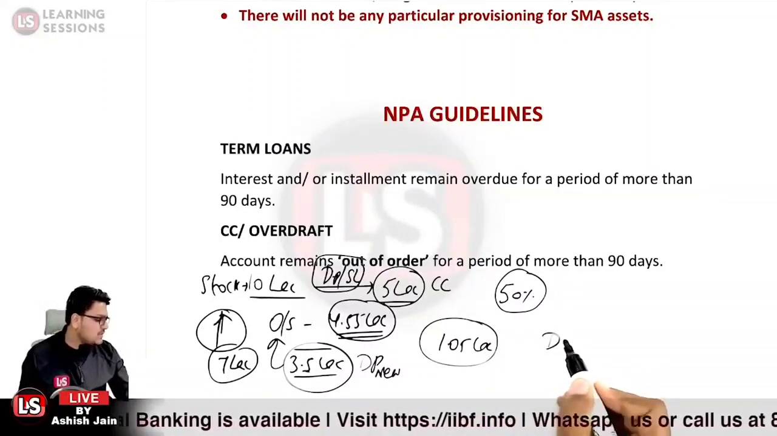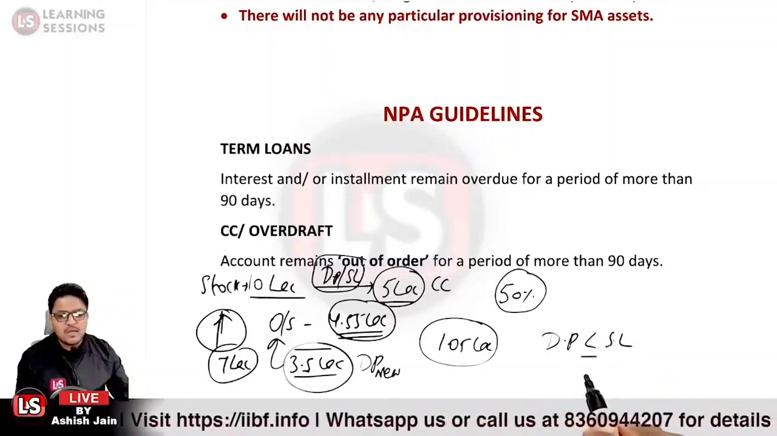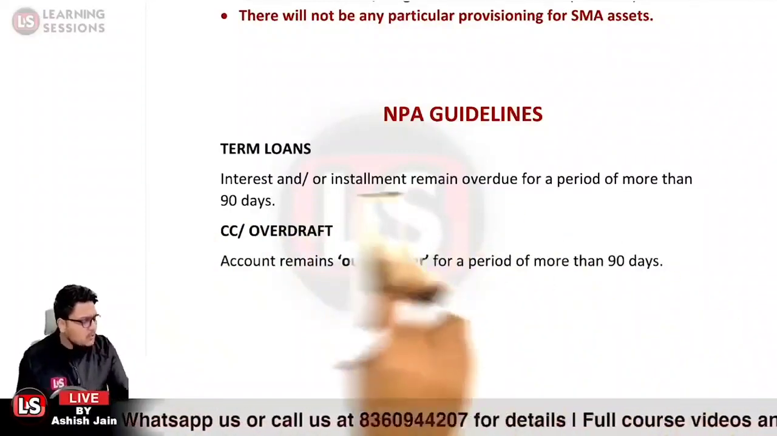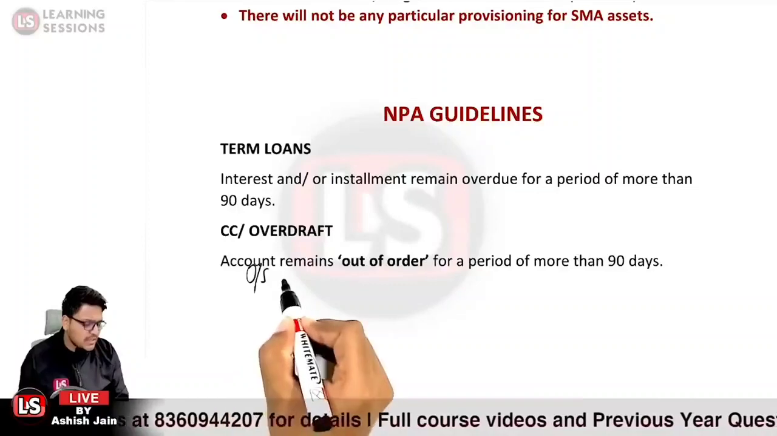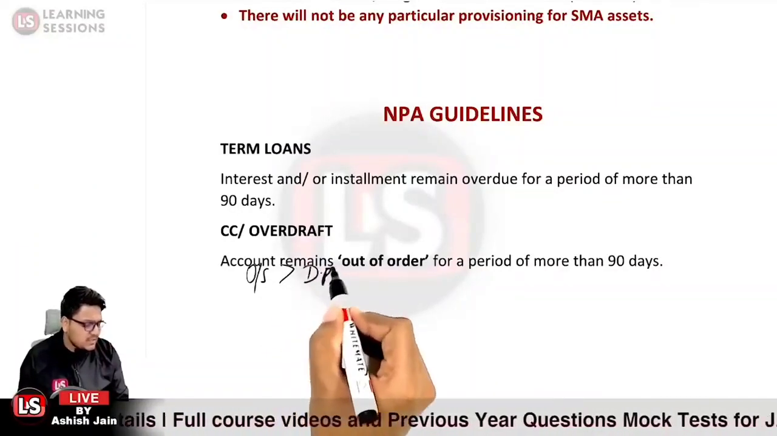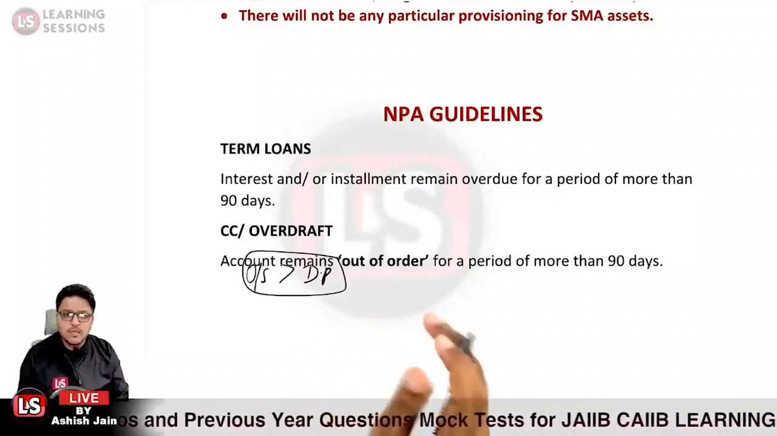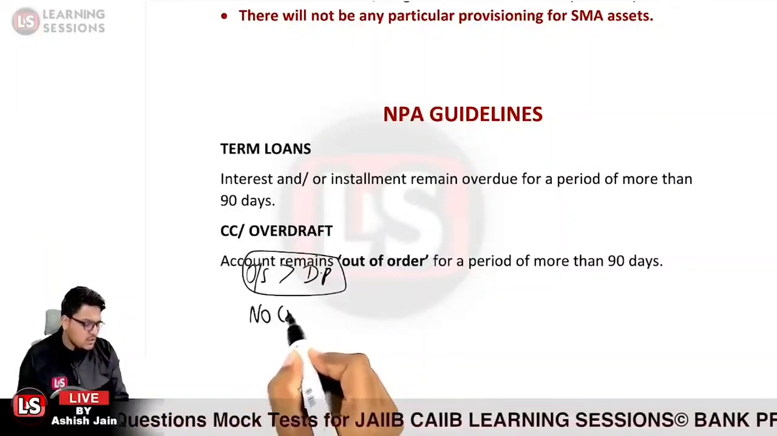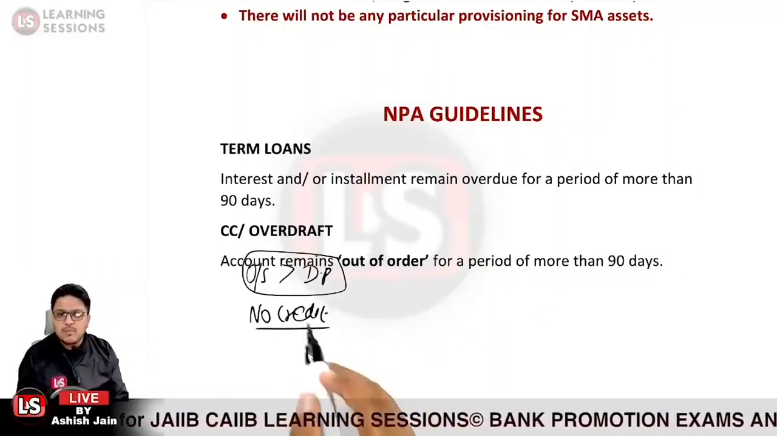So drawing power is either lesser than the sanction limit, or at maximum it can be equal to the sanction limit. If the amount outstanding in the CC limit is greater than the drawing power for 90 days, in that case it will be classified as a non-performing asset. And also if there is no credit for a period of 90 days, the CC limit will be classified as a non-performing asset.